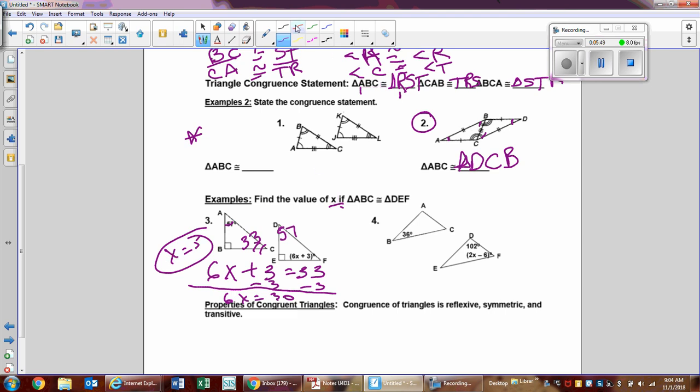That's what I can do. And for this part, number 4, you guys can do the same thing. A is congruent to D. So D is given to be 102. So I know this is going to be 102, right?